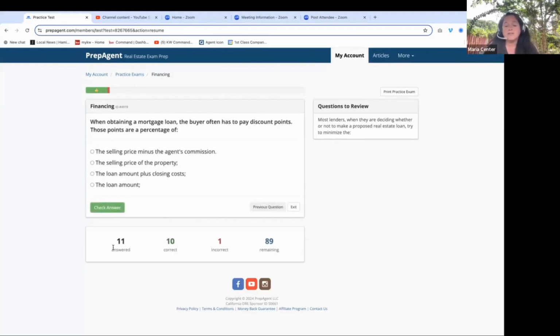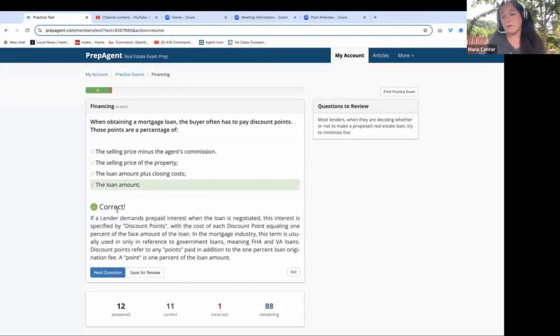Our next question. When obtaining a mortgage loan, the buyer often has to pay discount points. These points are a percentage of what? Is it the selling price minus the agent's commission? Is it the selling price of the property? Is it the loan amount plus the closing cost? Or is it the loan amount? What are points a percentage of? And we know that points are a percentage of the loan amount, but what percentage of the loan amount?